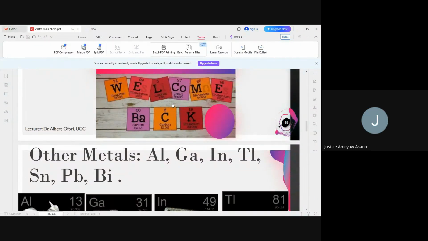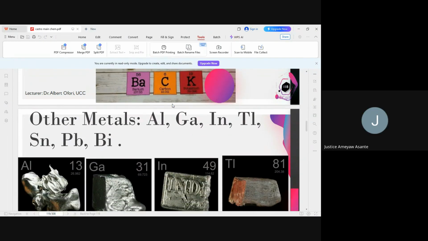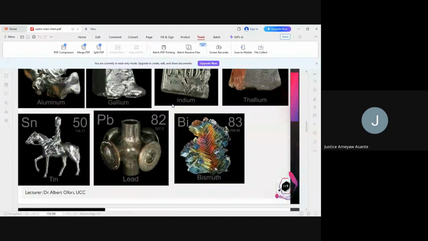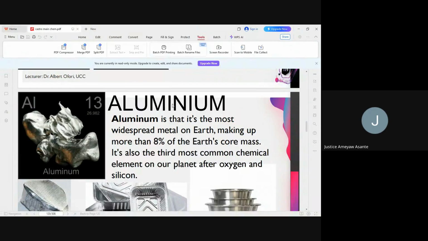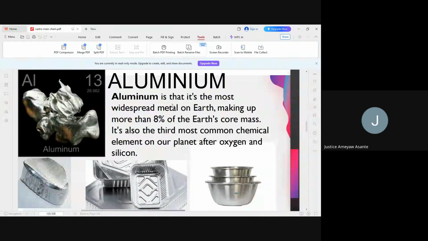Now, other metals which do not belong to either group 1 or group 2 are aluminum, gallium, indium, tin, lead, bismuth. So what is the amount of aluminum in the soil? In the earth's crust, it's about 8%. It is also the third most common chemical element on our planet after oxygen and silicon.